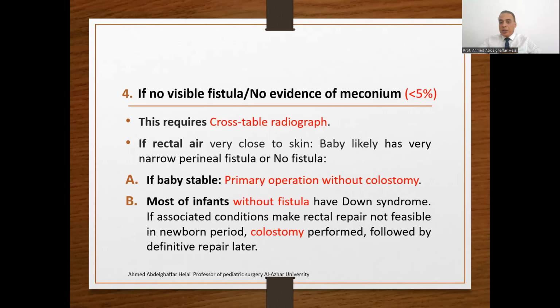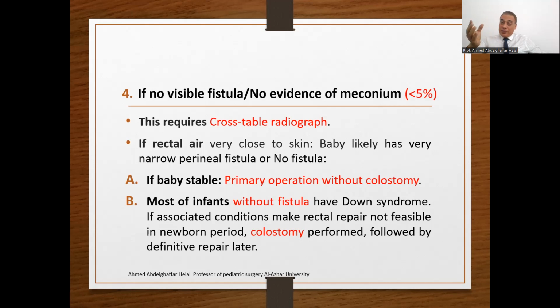If the rectal area is very close to the skin and there is no visible fistula, this baby may have either a narrow perineal fistula or no fistula at all. In such cases, if the baby is stable, you can perform primary operation without colostomy. However, most infants without a fistula have Down syndrome. So if the associated conditions of Down syndrome make the rectal repair not advisable in the newborn period, the colostomy will be a wise decision, followed by the definitive repair later.